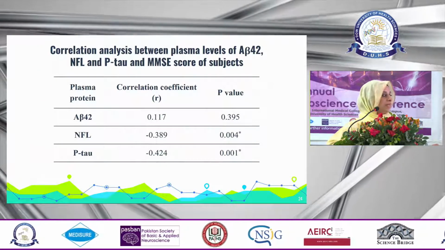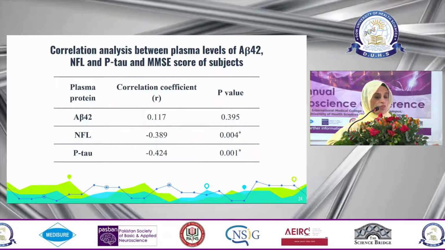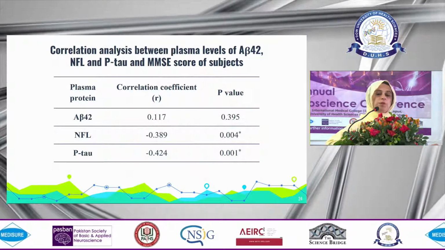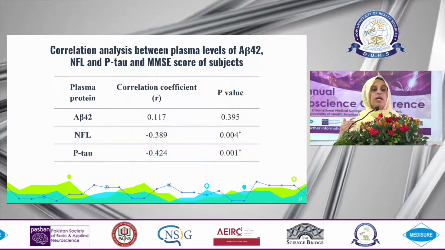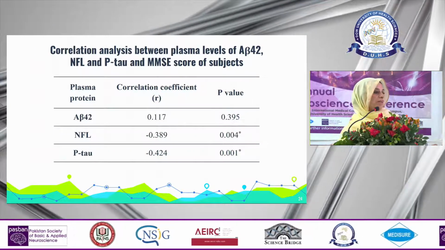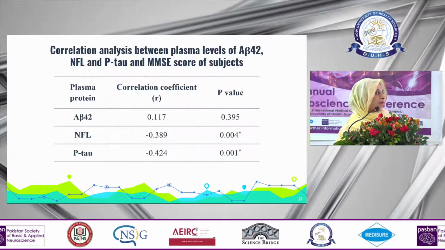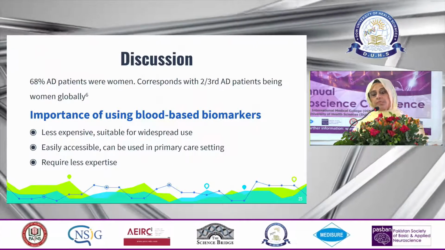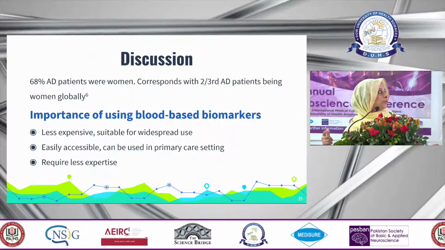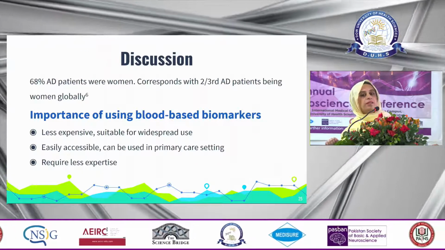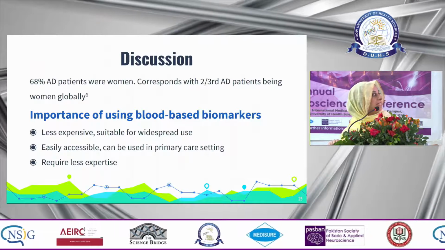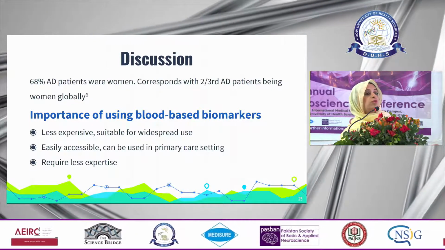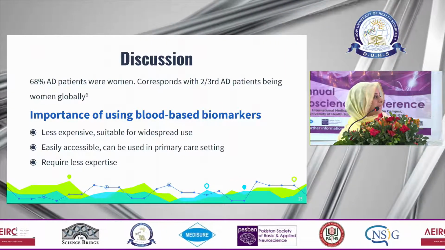Correlation analysis also revealed that there is a significant negative correlation between plasma NFL and p-tau levels and MMSE scores. So the patients who had lower MMSE scores had significantly raised levels of NFL and p-tau in their plasma. Also, in keeping with the literature, 68% of Alzheimer's disease patients were women in our study, which corresponds with the globally reported figure of women having Alzheimer's disease.